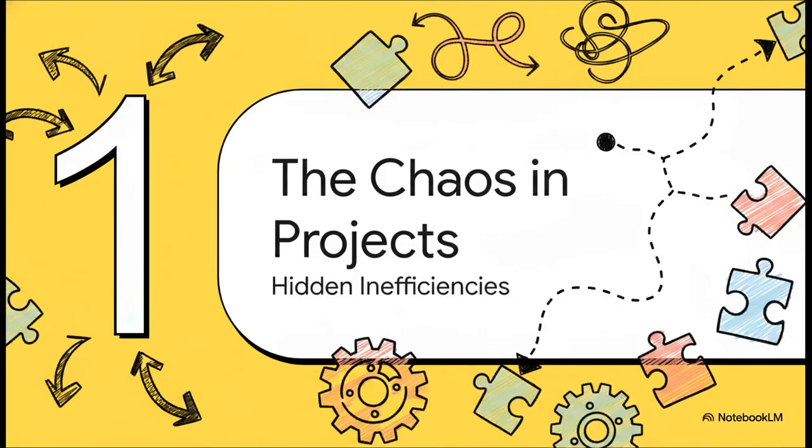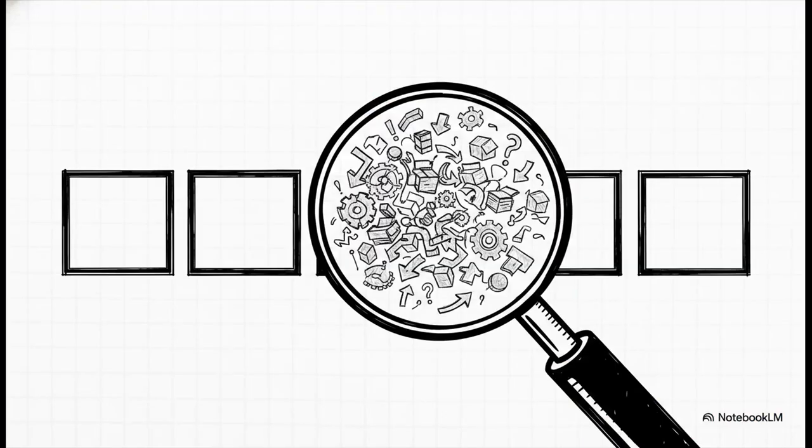All right, let's get started with Section 1, the chaos in projects. You know, whether you're in construction, manufacturing, or software design, the reality of traditional project management is that it is often hiding a ton of inefficiencies. We're talking about products just sitting there waiting, bloated inventories, and frustrating rework. Because modern projects involve so many moving parts and cross-functional teams, things just get lost in the shuffle.